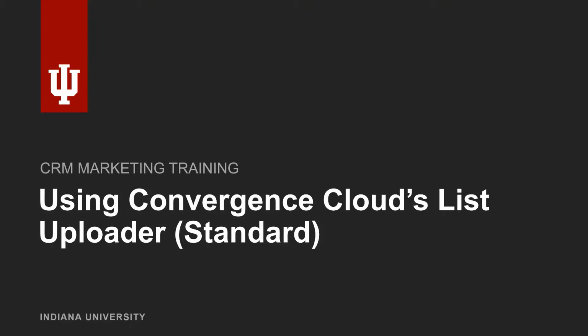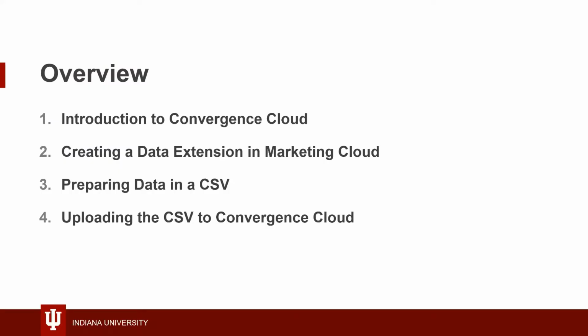In this video, we're going to focus on using the standard option. There's also a custom option, but we're going to save that for another video. So what we are going to do here is introduce Convergence Cloud, give a brief overview of the process and how that works. And then there are three main steps, and we're going to walk through a demo that details each of those.